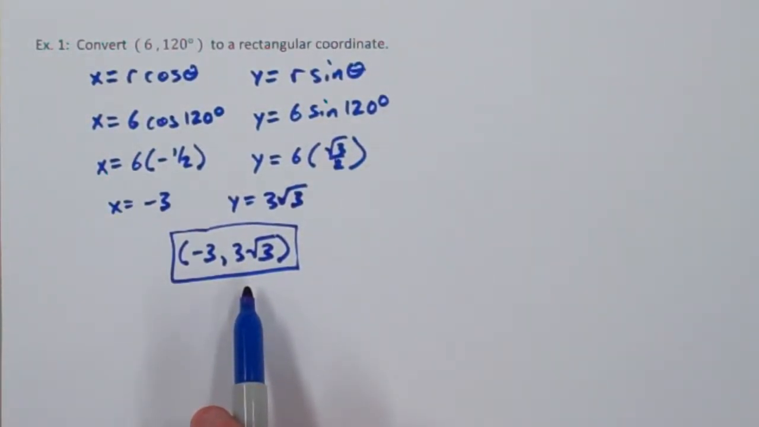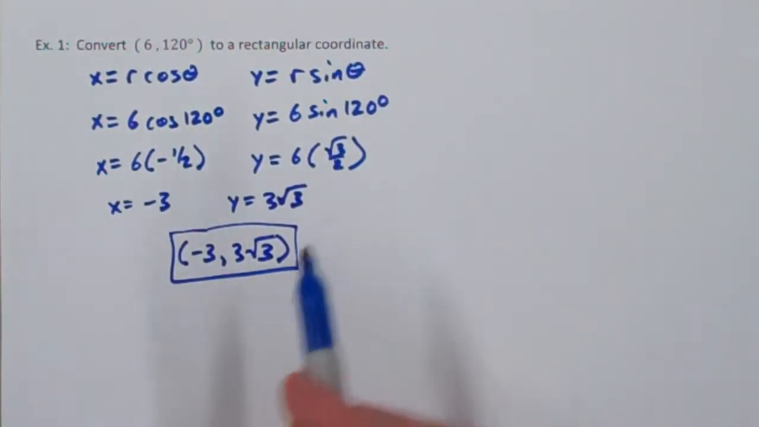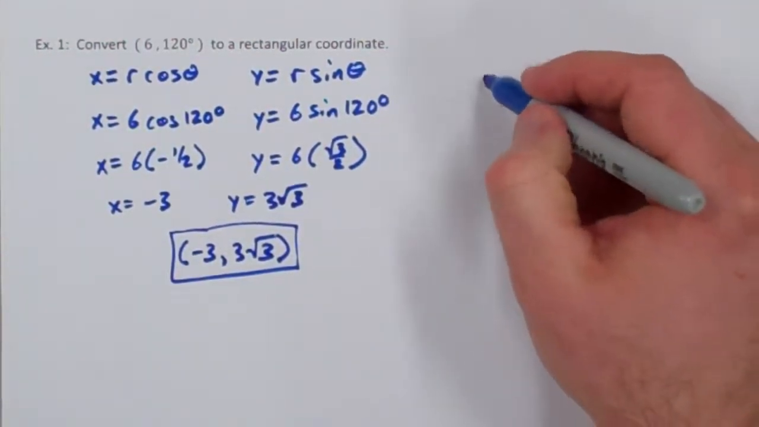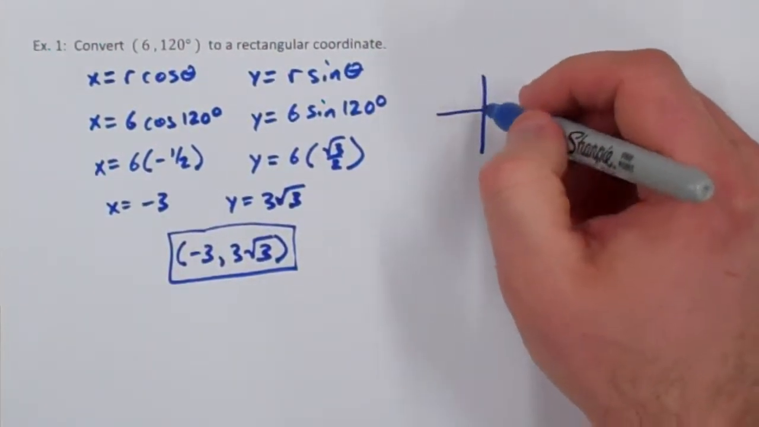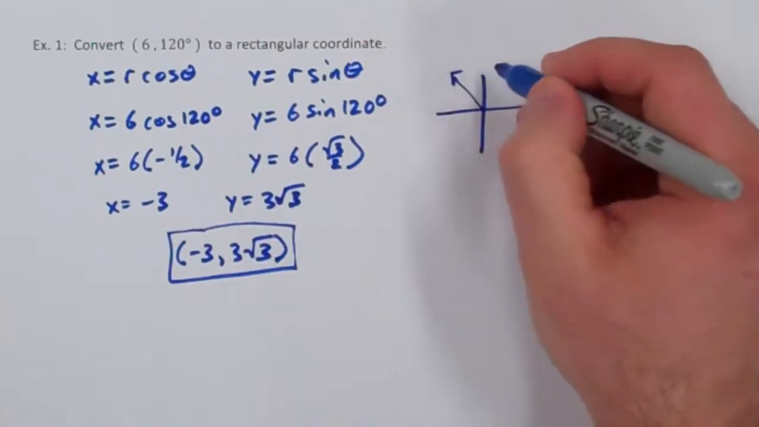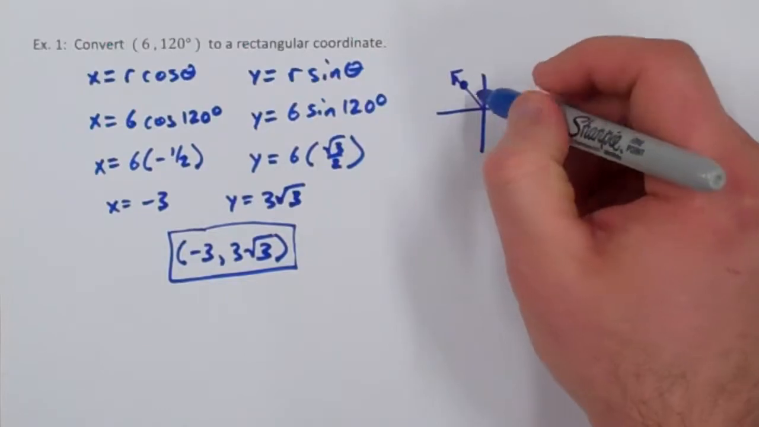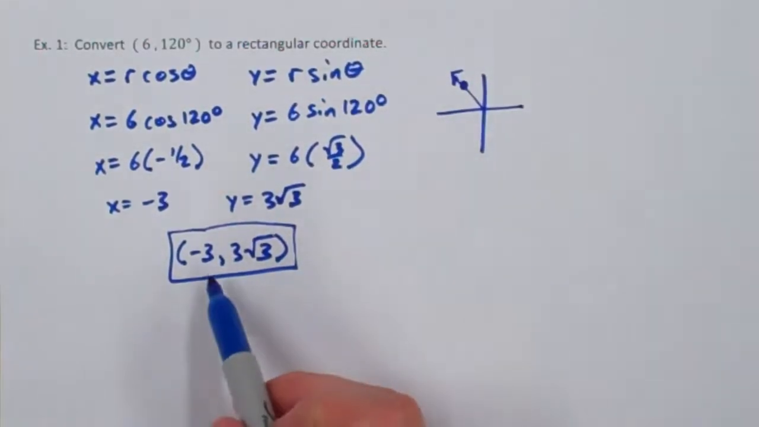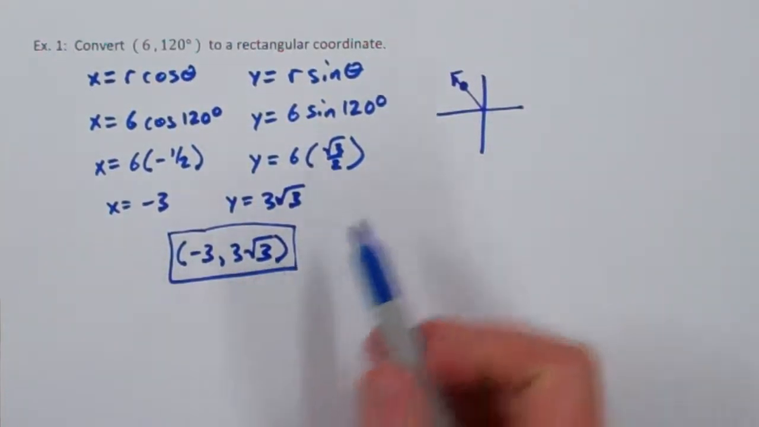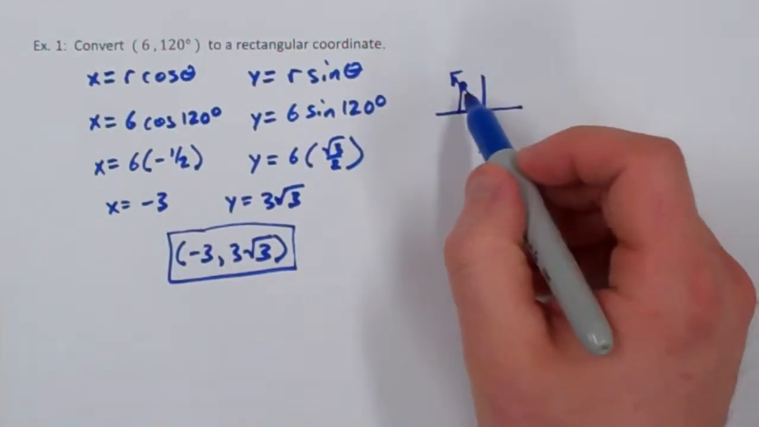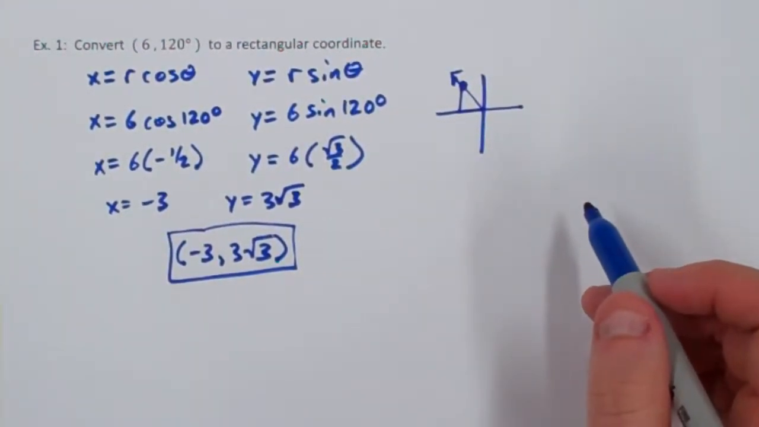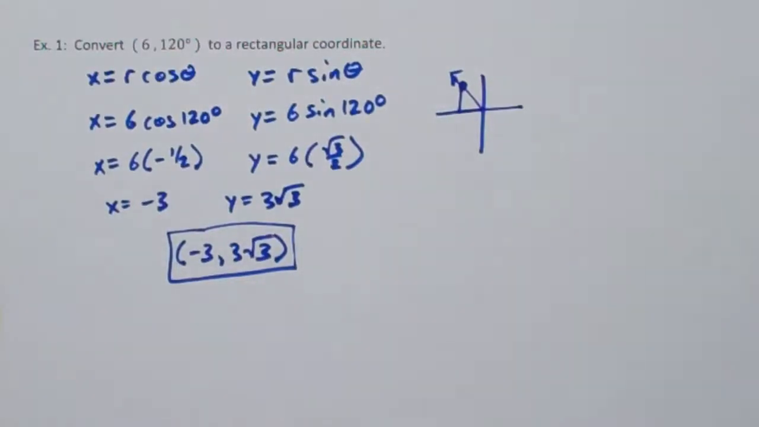It's often a really good idea after you get done with this to think about where that is. So if we use r and theta, 120 degrees would be here, and let's make this arbitrarily 6 units long. So that's in quadrant 2, and then negative 3, 3 root 3 would also get us to the same location in quadrant 2.